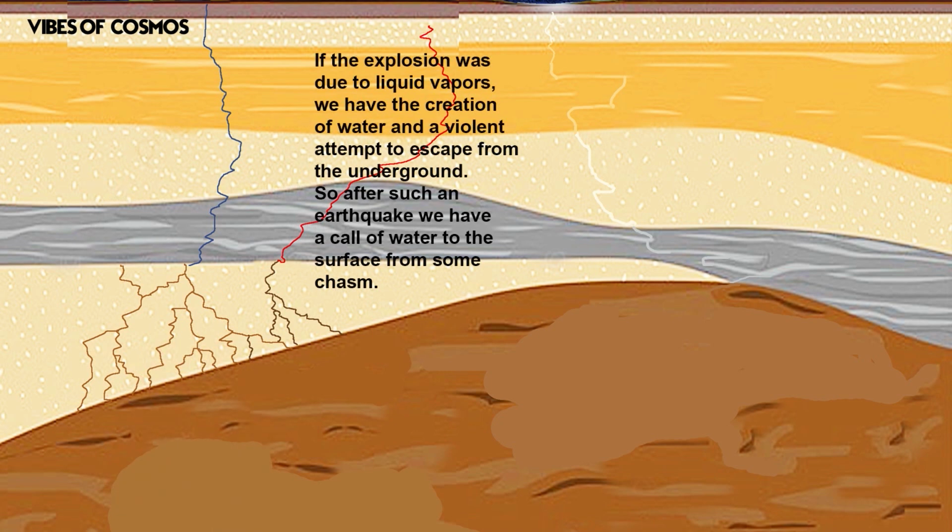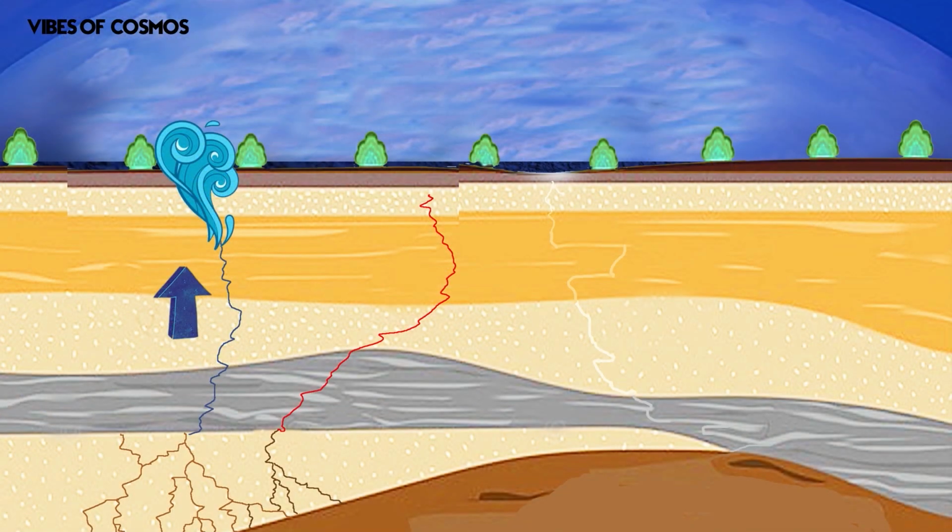If the explosion was due to liquid vapors, we have the creation of water and a violent attempt to escape from the underground. So after such an earthquake, we have a call of water to the surface from some chasm.